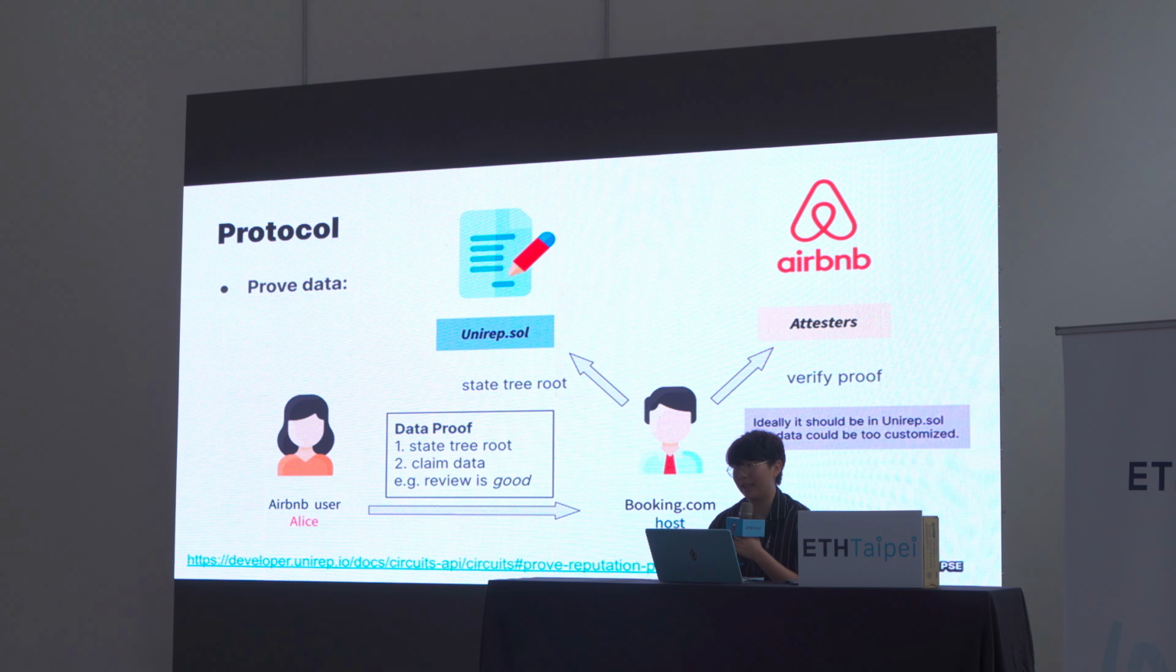So the Unirep smart contract almost cannot contain many verifiers. Yeah, so the compromise, not the better way, is to use the Airbnb verifier to verify this proof. But the host of Booking.com can still check the state tree root in the Unirep smart contract. Yeah, the host can still check if the user has signed up or not, and if he received this kind of data in the Unirep smart contract.